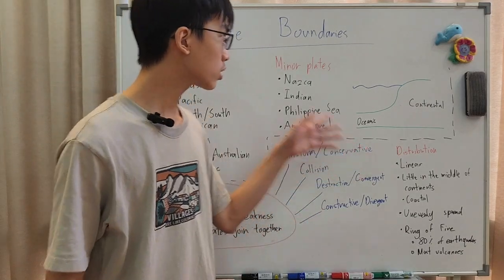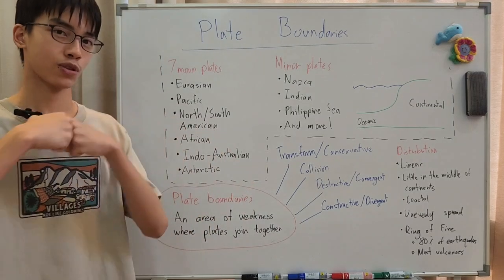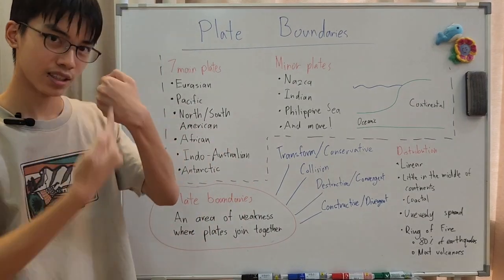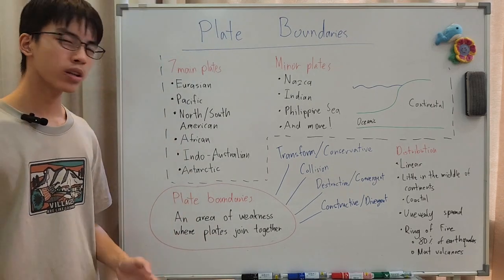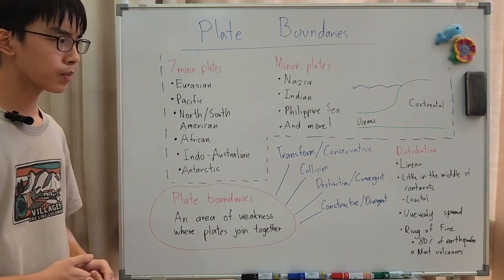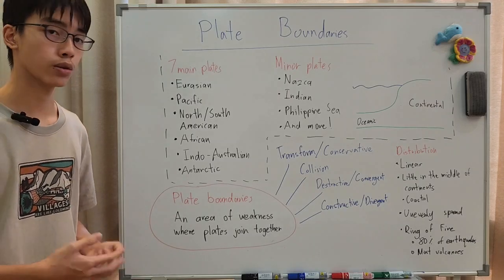So what are the distributions of plate boundaries? Well, they're usually linear because when plates join together, this line here is linear. And there's very little in the middle of continents. The only maybe anomaly I can think of is the Himalayas, the Indian plate and the Eurasian plate.